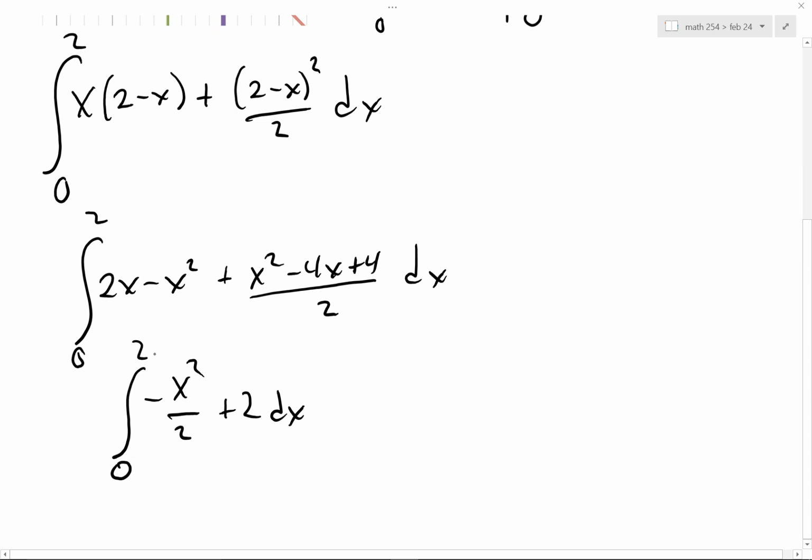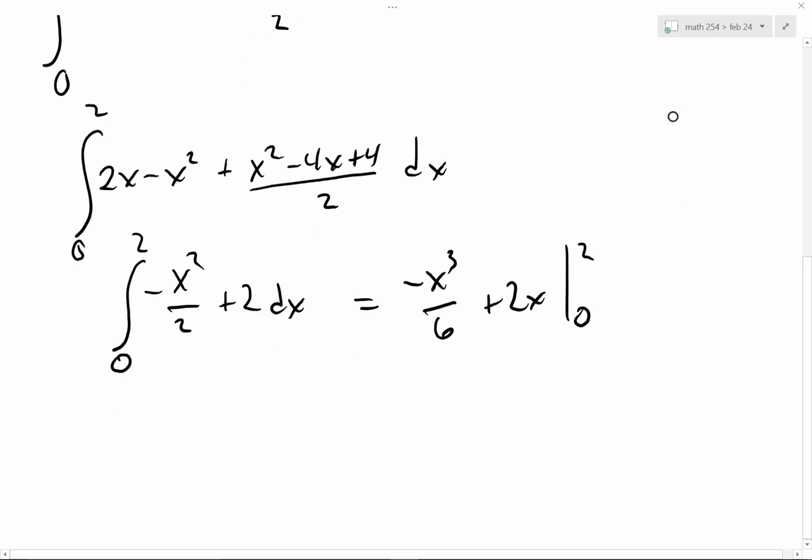And then integrating it is simply negative, what, x cubed over 6 plus 2x, from 0 to 2. So that would give me negative 8/6 plus 4 minus 0, which is, what, 2 2/3, I think, or thereabouts? Nice. Can we check that?